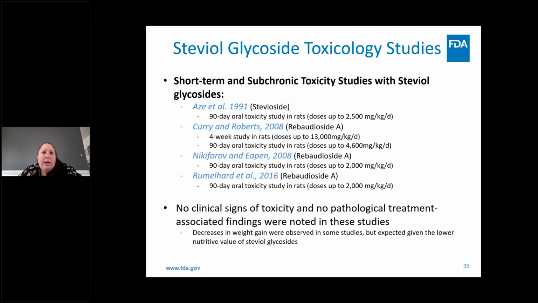And these typically have been conducted in rats, and the stevia glycosides given are the most abundant ones, usually stevioside and rebaudioside A. And as noted, there were no signs of toxicity or treatment-related findings associated with these studies, but occasionally they did note decreased weight gain. But this would not be unexpected given that stevia glycosides have a lower nutritive value.